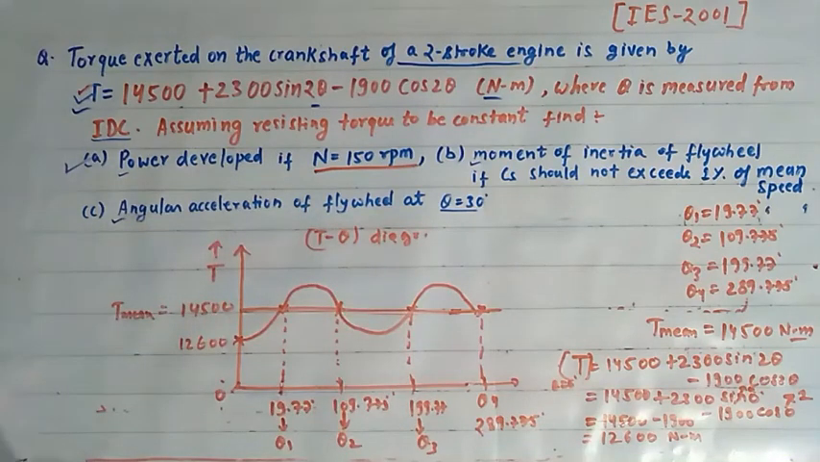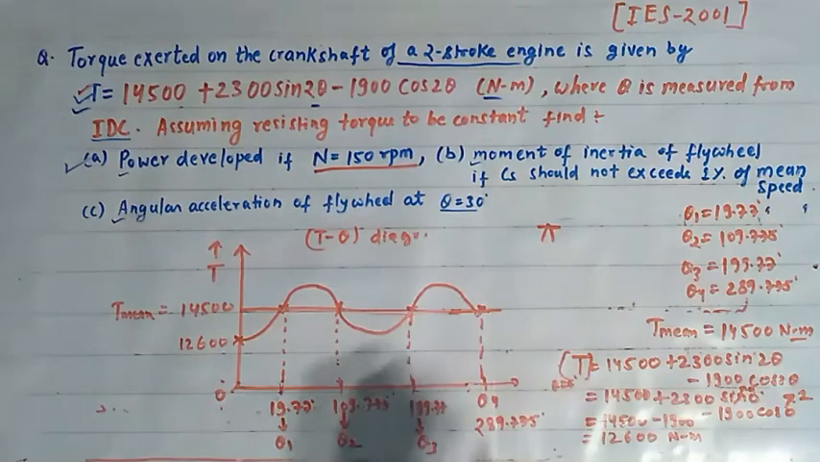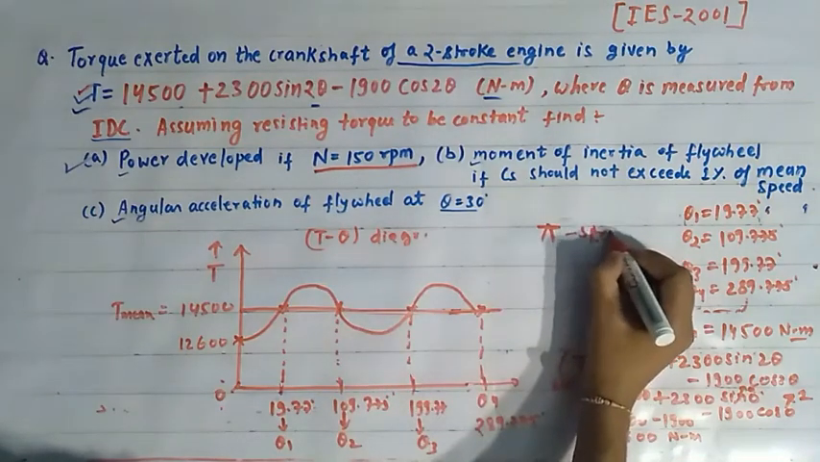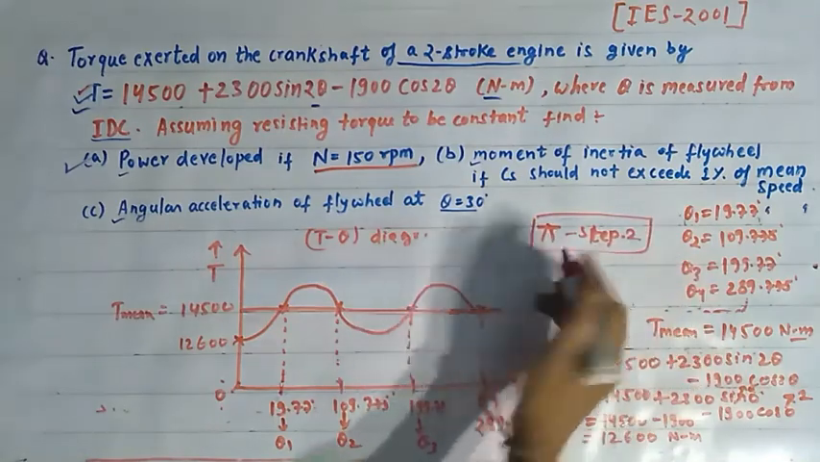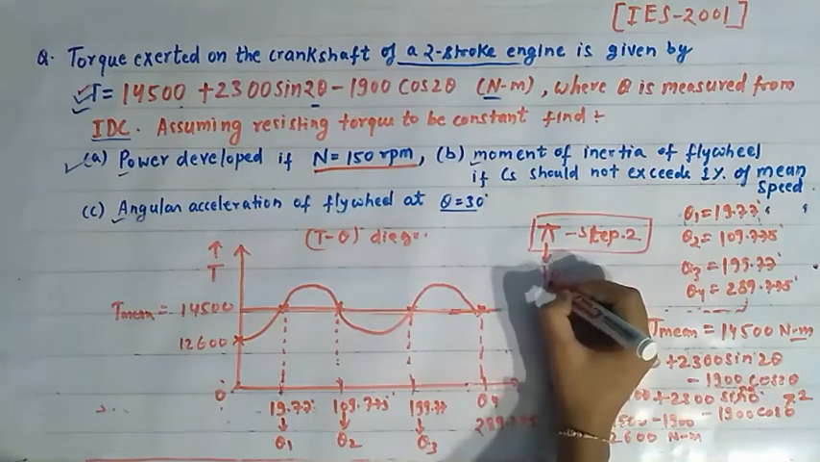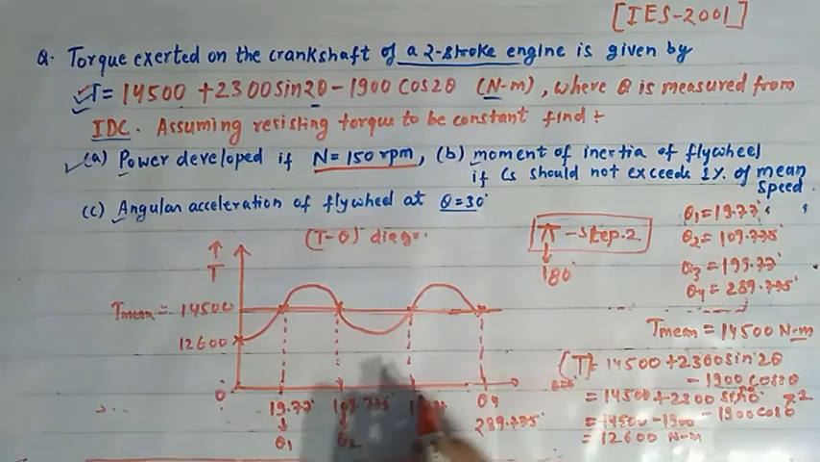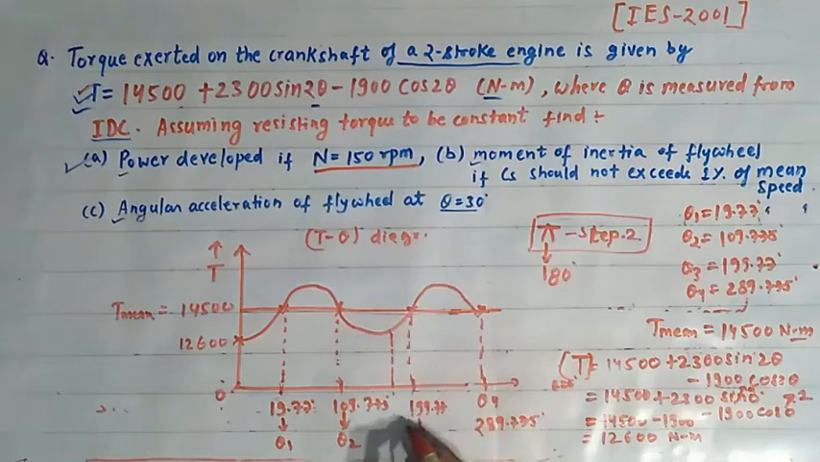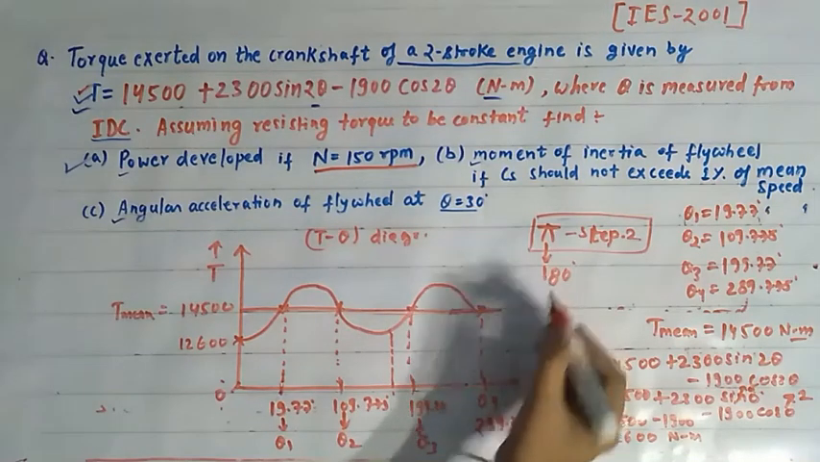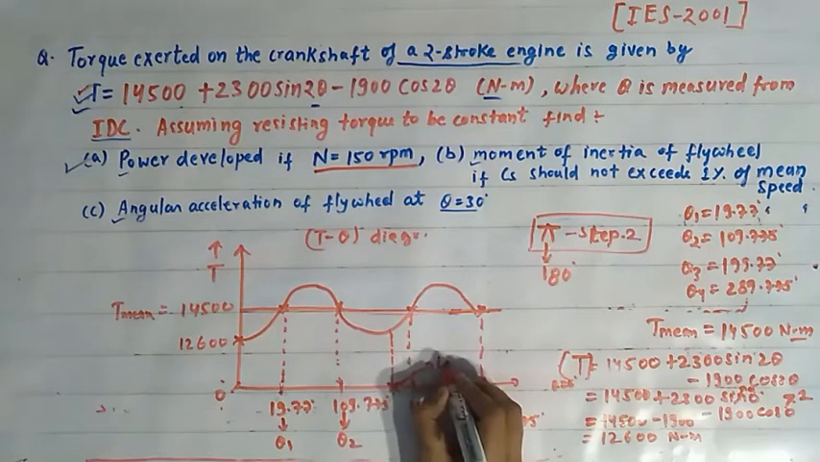Now friends, I want to tell you one most important thing here. We know that our time period of cycle is pi, which I have calculated in step number 2. So I need only 180 degree of this cycle because pi is equal to 180 degree. That is, the value of theta which is equal to 180 degree will lie somewhere here near 199.77 degree. So I will mark here 180 degree.